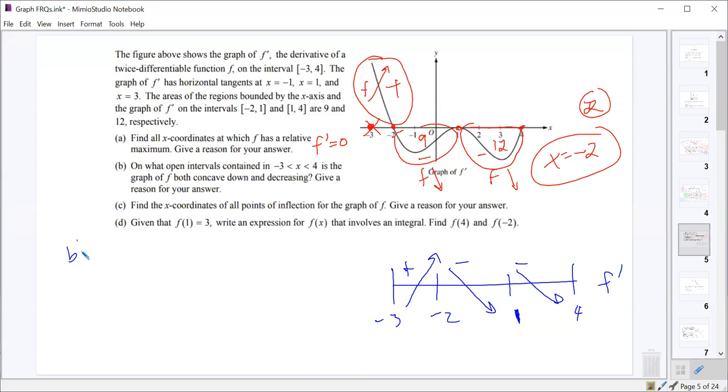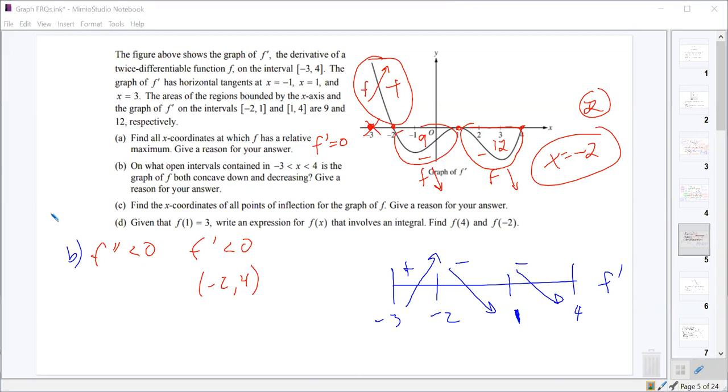All right, part B, we want to know on what open intervals between -3 and 4 is f concave down and decreasing. So if f is going to be concave down, that means that f double prime needs to be less than 0. And if f is going to be decreasing, that means that f prime needs to be less than 0. So first off, f prime is only less than 0 from -2 to 4. Effectively from -2 to 4. I mean, really, it's not at 1, but that's fine. We'll worry about that if it's a problem in a minute.